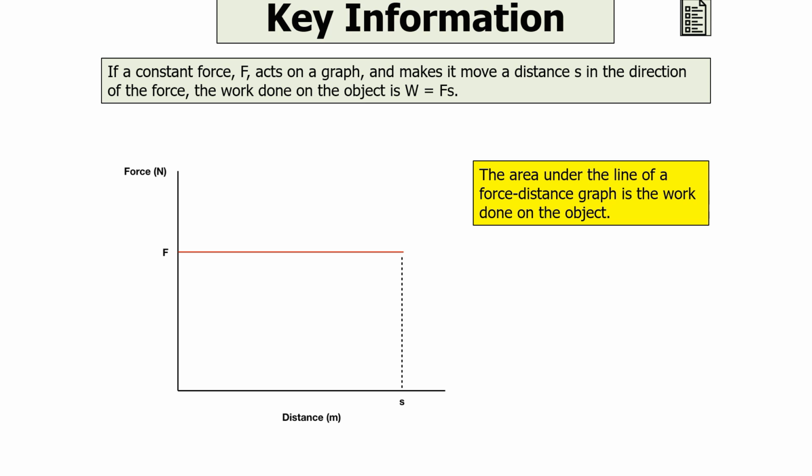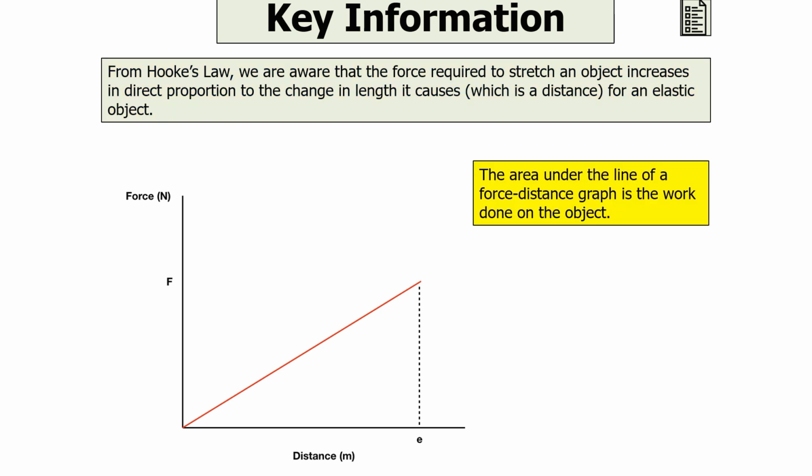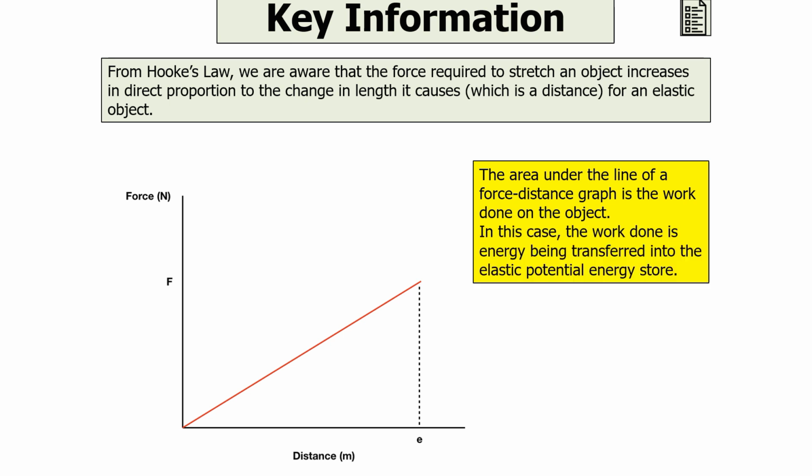Now from Hooke's law, we are aware that the force required to stretch an object increases in direct proportion to the change in length it causes, which is the distance, for that elastic object. So in this case, the area under the line of a force-distance graph is the work done on the object, and the energy is being transferred into the elastic potential energy store. So it'll be a half force times distance, because that is the area under this line.